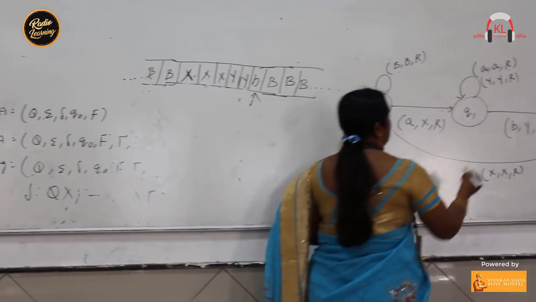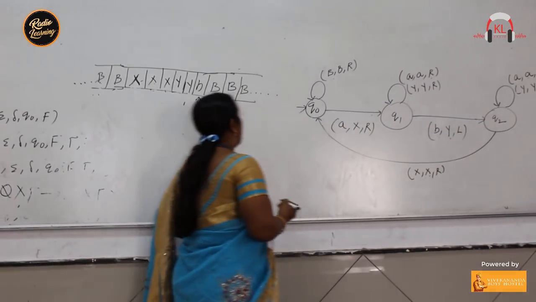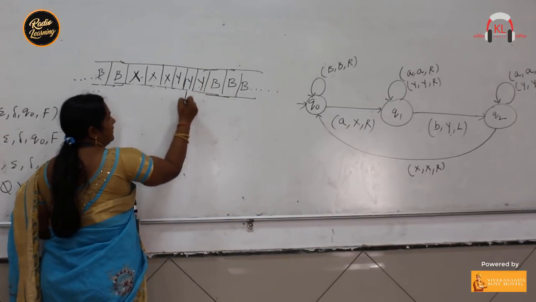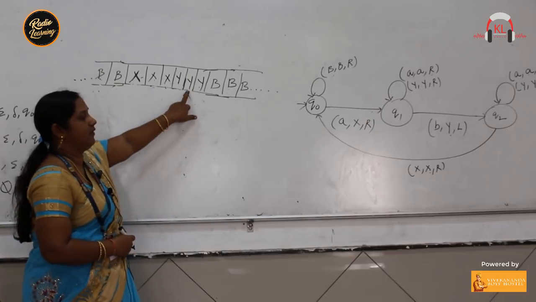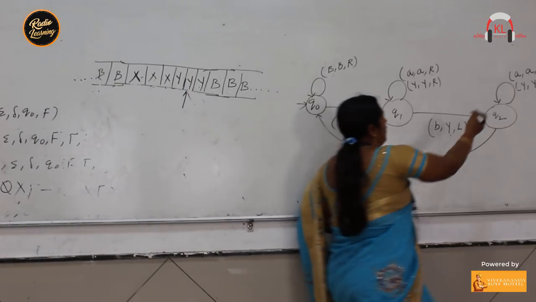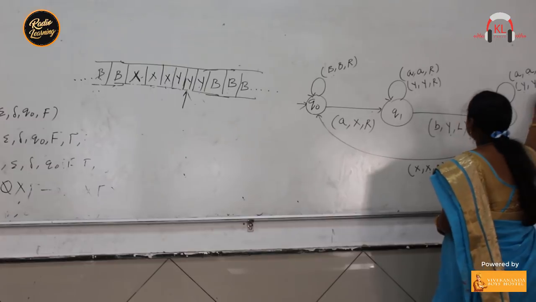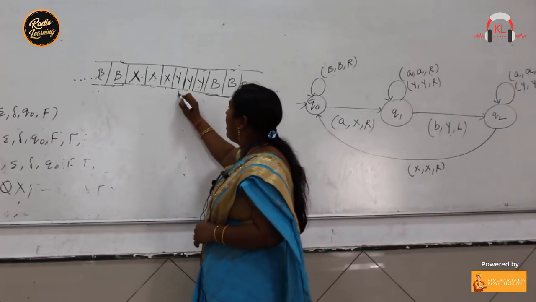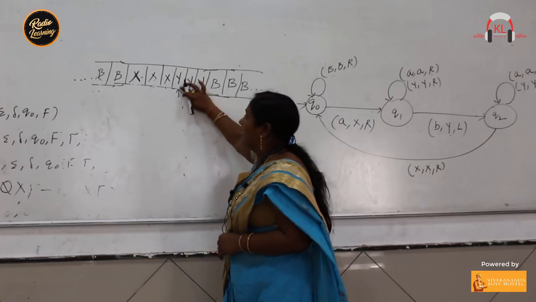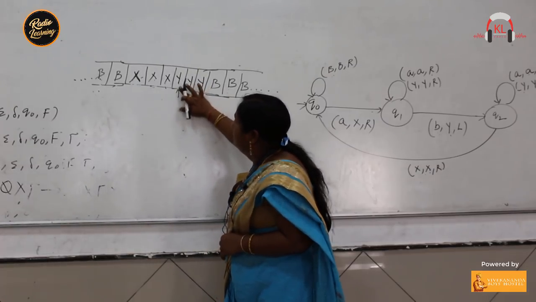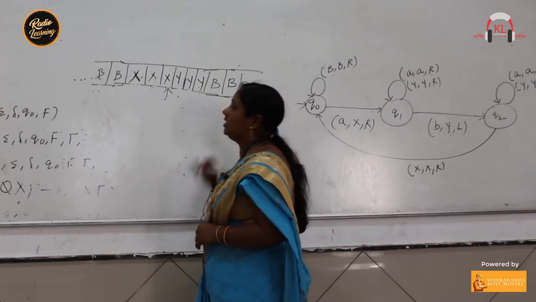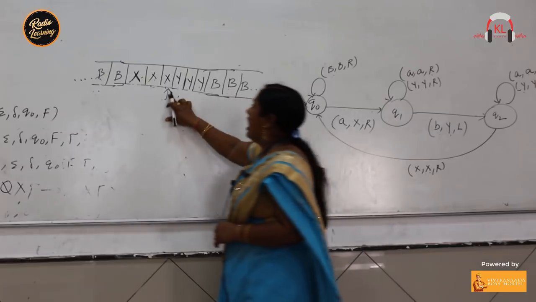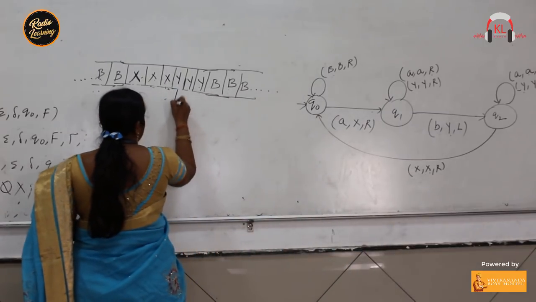Now I found B. What I have to do? Replace with Y and move left. Now my finite control is on Y. If I find Y, what I have to do? Keep Y as it is and move left. Again I found Y, keeping it as it is and moving left. I am here at X. Now I found X. Whenever you find X here, I am keeping X as it is and moving right.